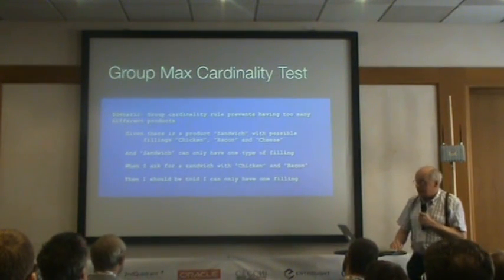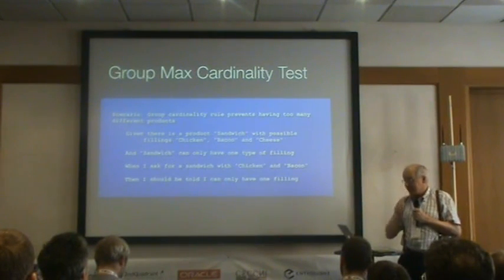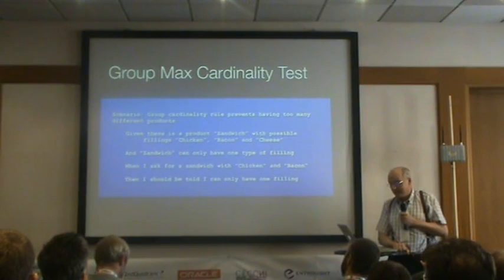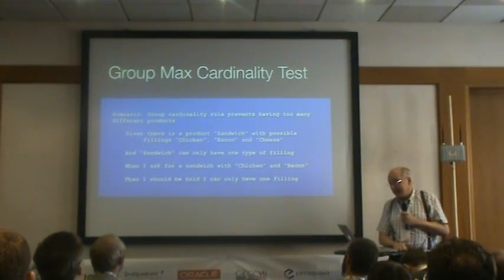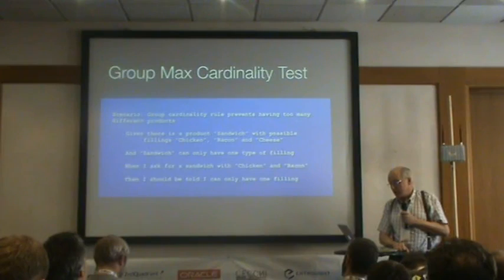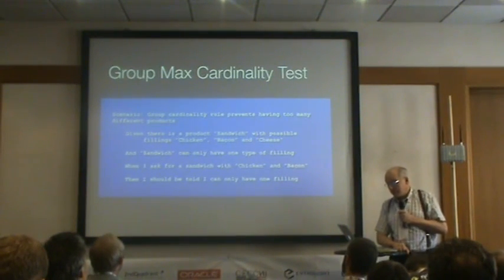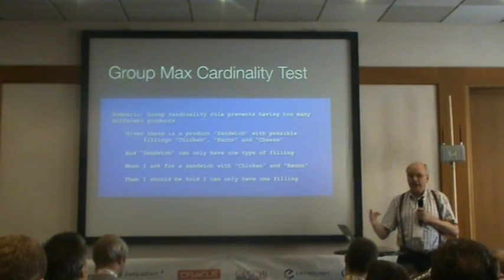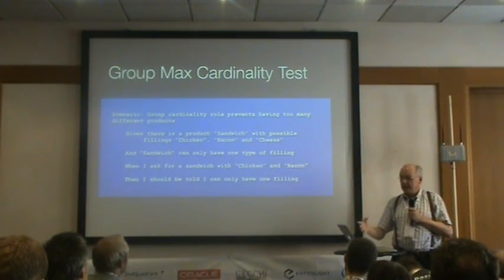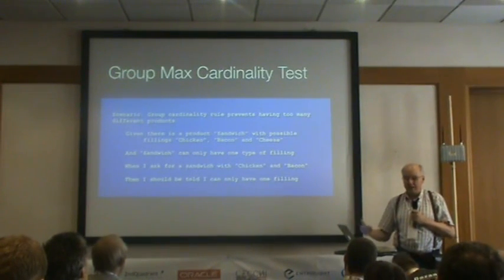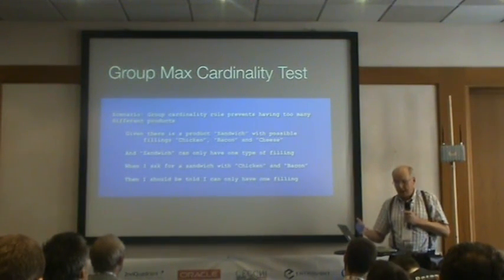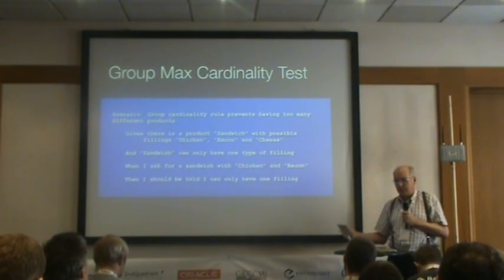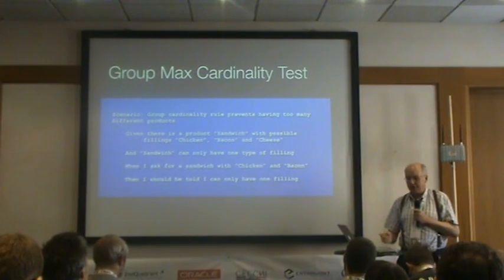You might want to prevent having too many different products, so that you define a rule that says a sandwich can have only one type of filling. So when I ask for a sandwich with chicken and bacon, then I should be told I can have only one filling. And these tests can then be written. The point of cucumber or freshen is the tests are parsed by the Python code and turned automatically into behavior-driven tests that we can run as part of the build process.